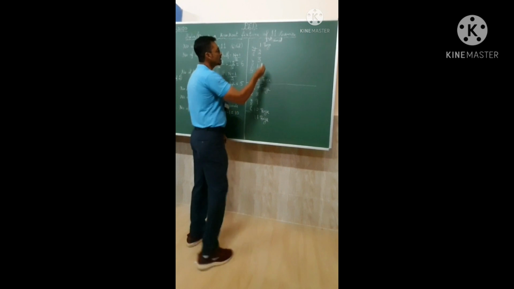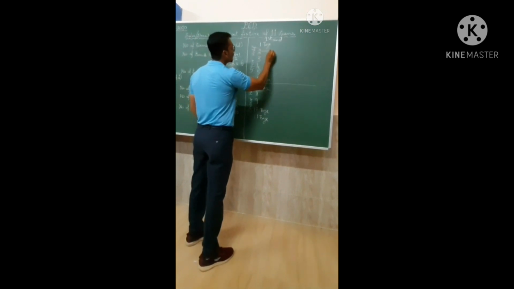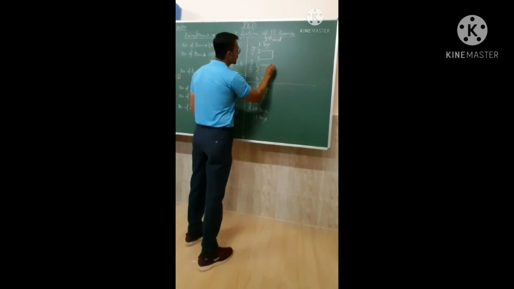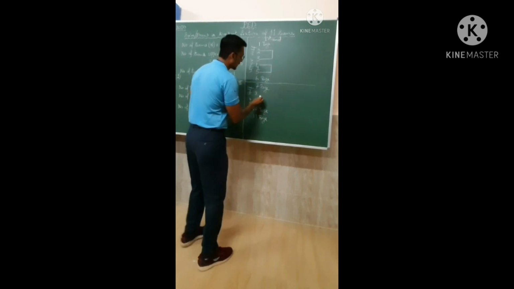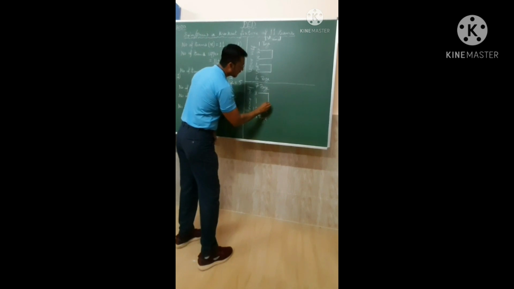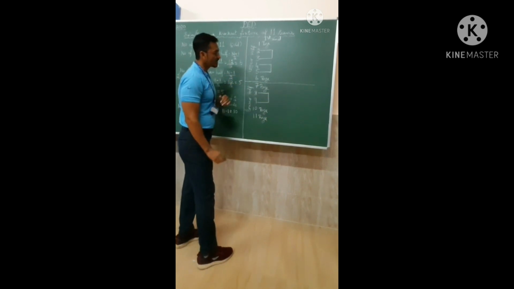Now who plays the first round? 2 will play with 3, first round. 4 will play with 5, first round. 8 will play with 9, first round. So the first round is going on here.